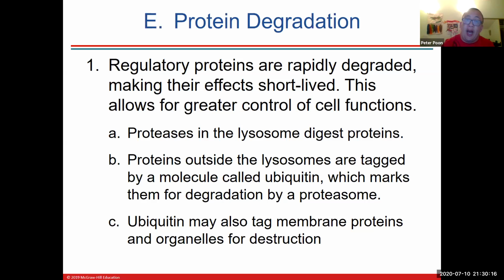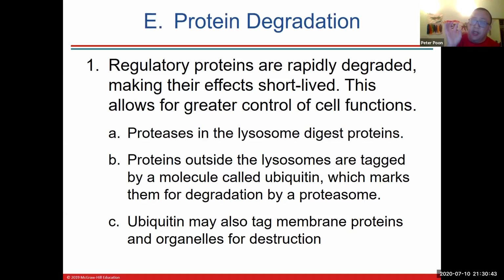Where proteins will die is the lysosome. So I've got to figure out a way to put a timer on the protein, and once that timer goes off, it has to go to the lysosome. The timer is ubiquitin. Once the protein is made, ubiquitin starts attaching itself to the protein.